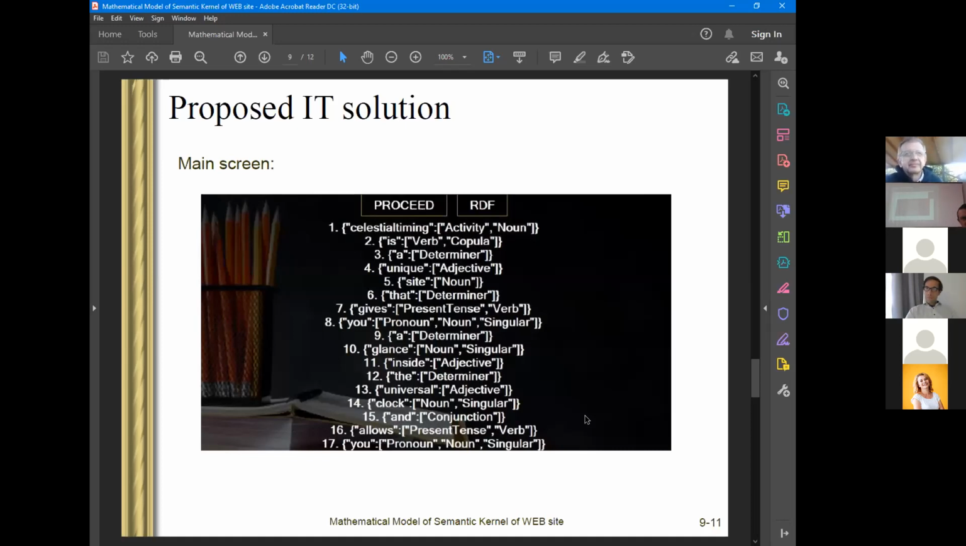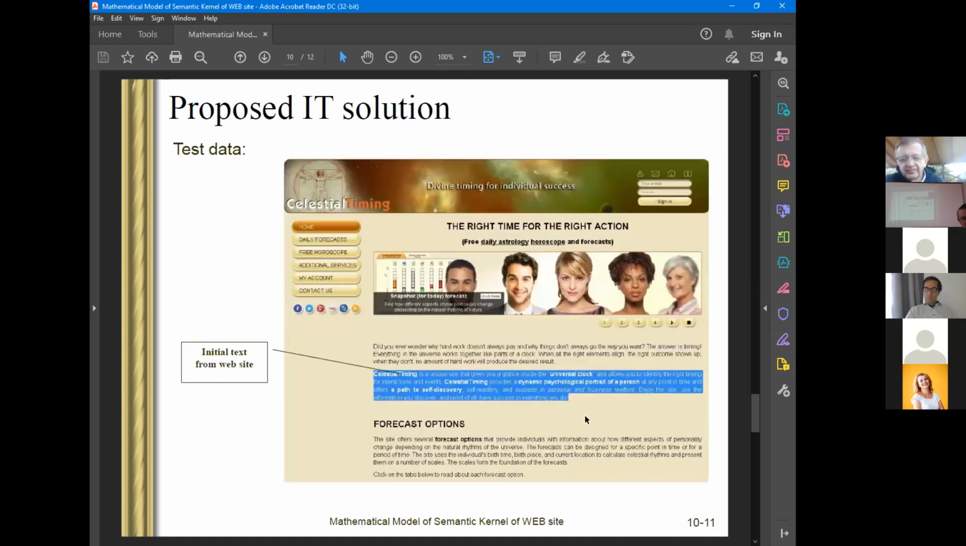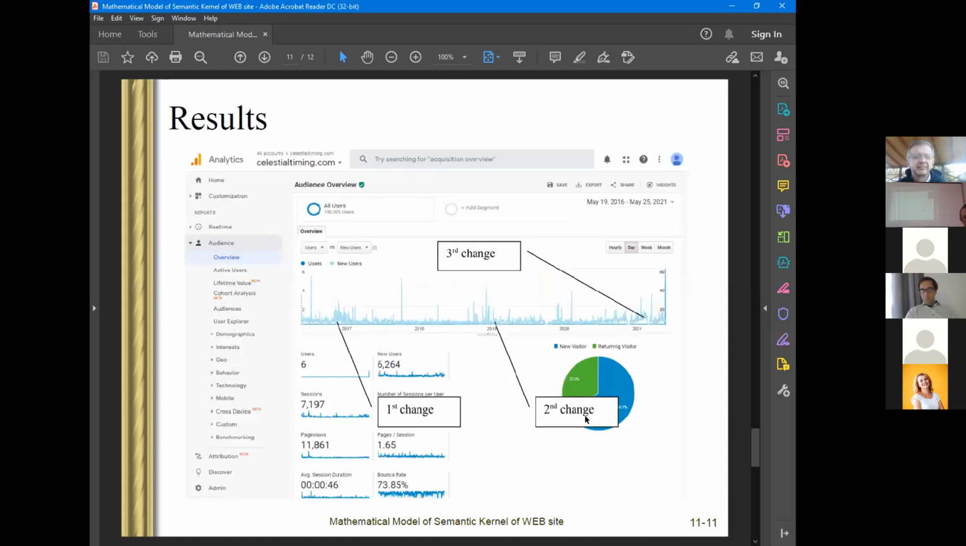As a test case for testing the algorithm, a web project on psychology and astrology from the United States, slide number 10, was chosen. The web content of this site has been processed by our software. We compared the results of the formation of kernels with the data of Google Analytics. Slide number 11. The web content of this site has changed 3 times in the last 10 years.